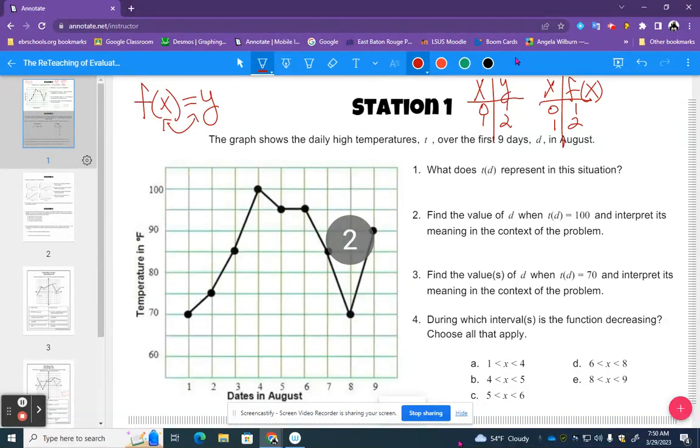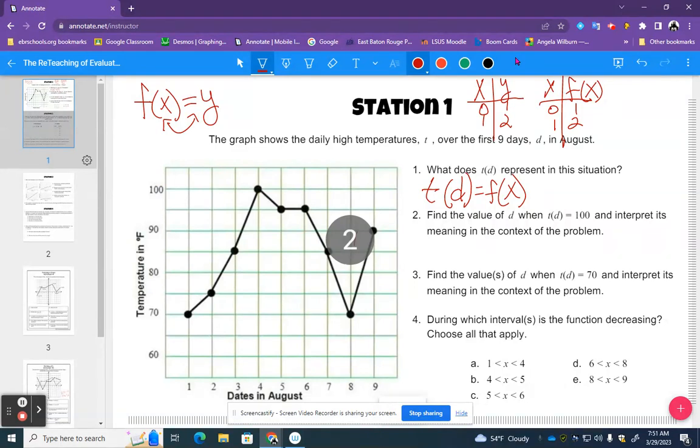I don't know why this 2 is sitting here. So in this graph, it's telling you that the daily high temperature, T, so they're replacing F with T, over the first 9 days, and D is days. So this T of D is the same thing as F of X. They just replaced the F with T, and X with D.